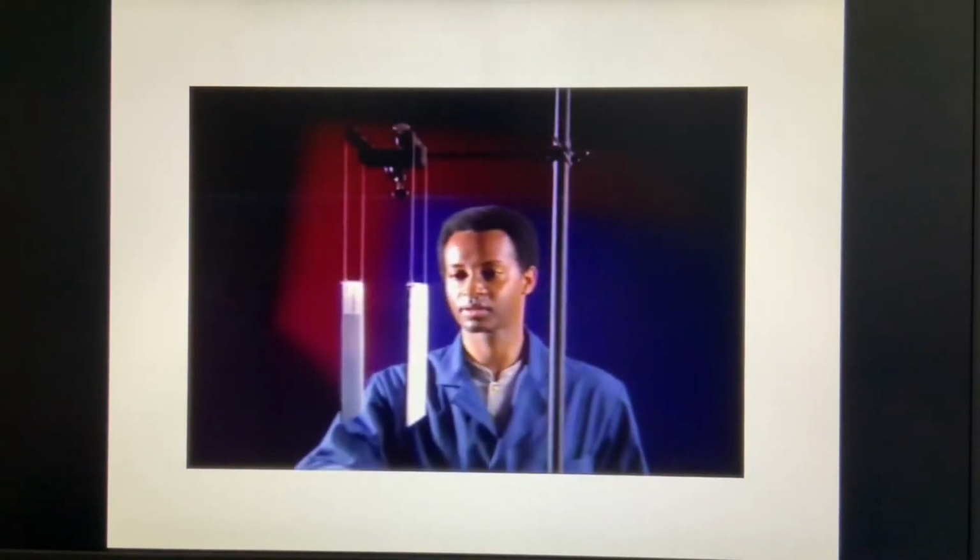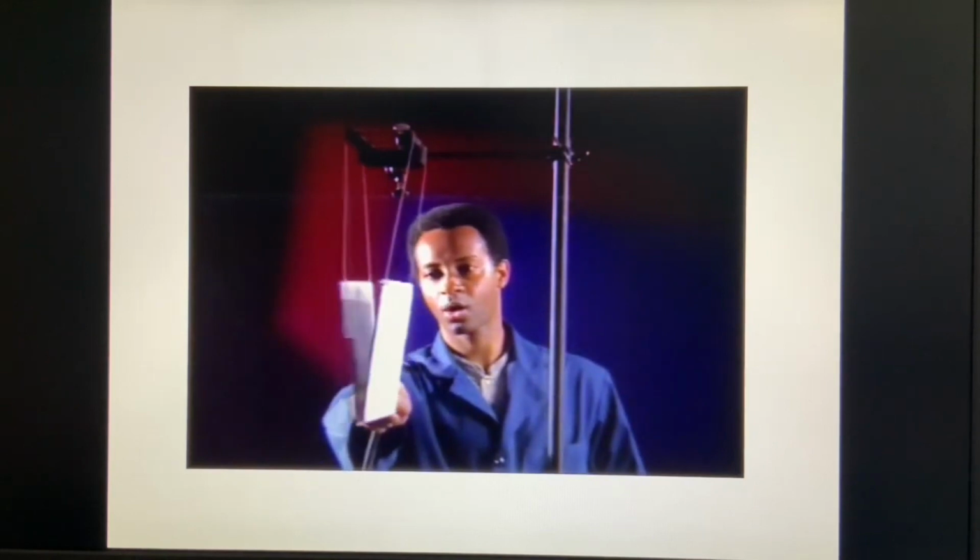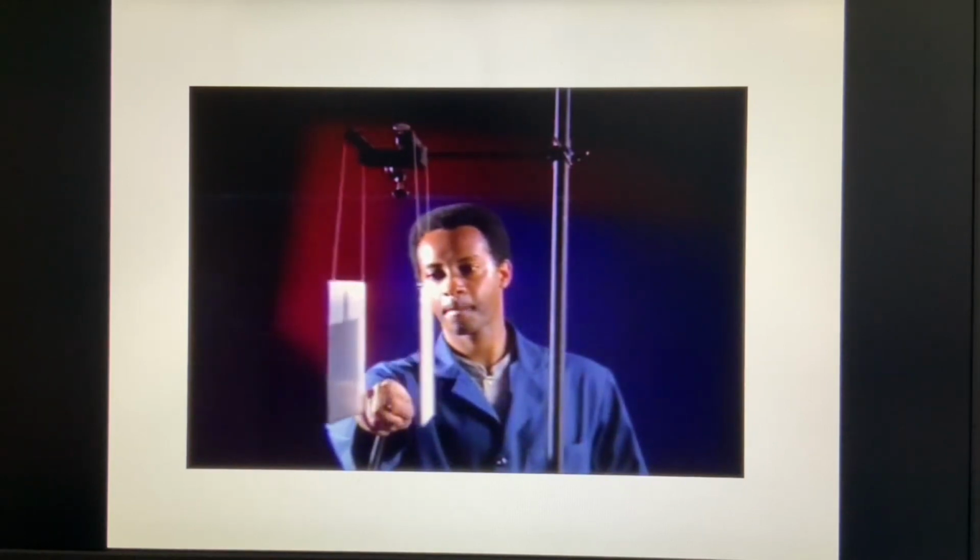These two parallel plates swing freely on strings. If we blow air into the space between them, the plates swing together.